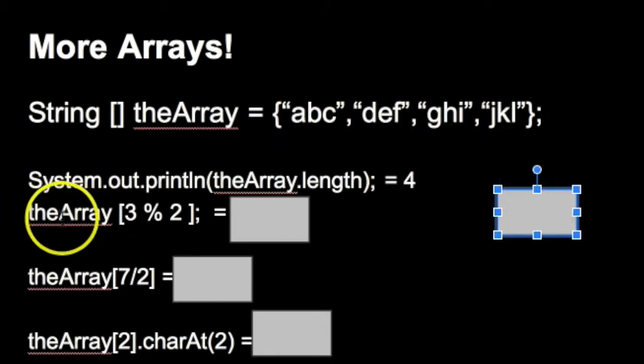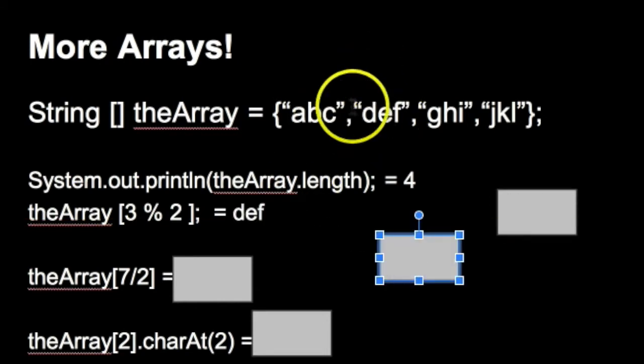And now we have just some different operators, and it says the array 3 mod 2. And like we said, mod is the remainder, so 3 by 2 you have a remainder of 1. And that'll in turn print out DEF, because that is the first index.